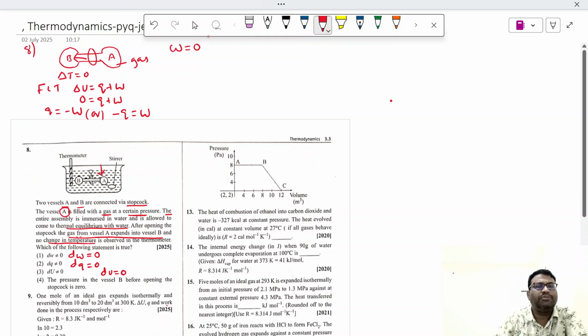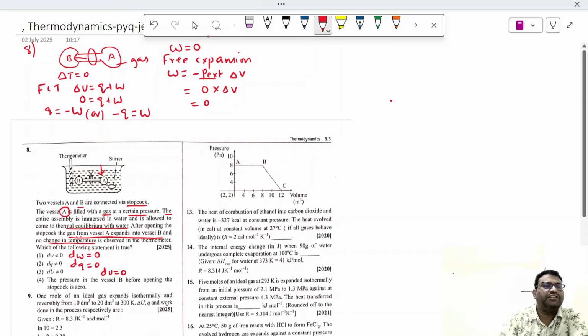Work is not done represents one possibility, and that possibility is free expansion. What is meant by free expansion? Expansion of gas against vacuum. That means there is no external pressure. Work done is equal to minus P external into delta V. When external pressure is equal to 0, 0 into the change in the volume, A is expanding into B. So there is only one possibility, that external pressure must be equal to 0.